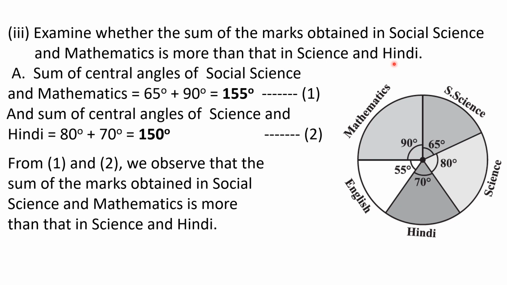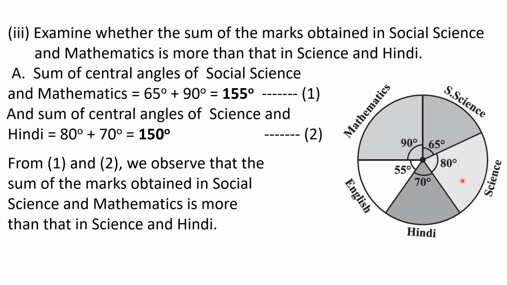We don't have to find the marks. So how do we do it? The sum of central angles of social science and mathematics is equal to 65 degrees plus 90 degrees. So 65 degrees plus 90 degrees is equal to 155 degrees. Number it as 1. And the sum of central angles of science and Hindi is equal to 30 plus 70.